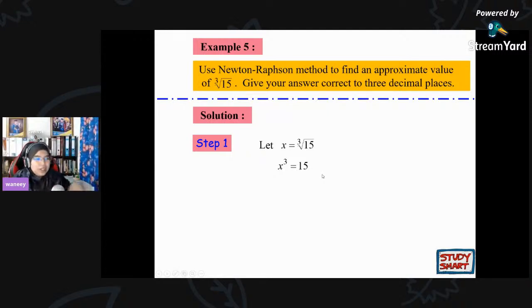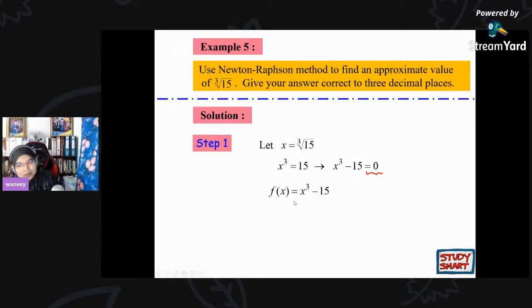So bring everything to the left hand side. So we got x cubed minus 15 equal to 0. So one side of my equation is already equal to 0. Then that means my f(x) is equal to x cubed minus 15. Then what you can do next is that you're going to test the value so that we can find out our initial value.